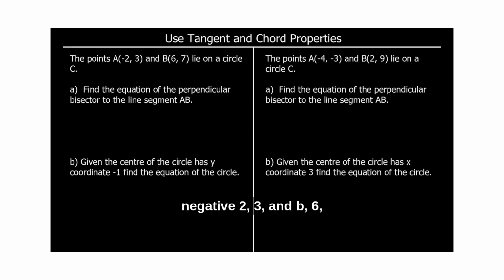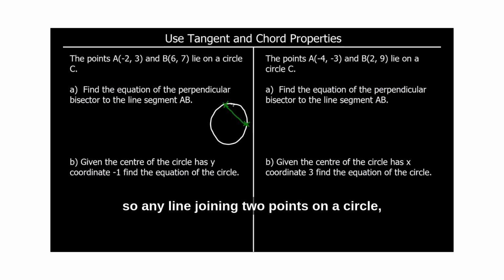The points A, negative 2, 3, and B, 6, 7 lie on a circle C. So this time we've got a circle and we know 2 points on it. It says find an equation of the perpendicular bisector of the line segment AB. So this time the circle rule is that a chord, so any line joining 2 points on a circle, is called a chord, and the perpendicular bisector of the chord, so the line that's perpendicular that goes through the center of the chord, goes through the center of the circle.